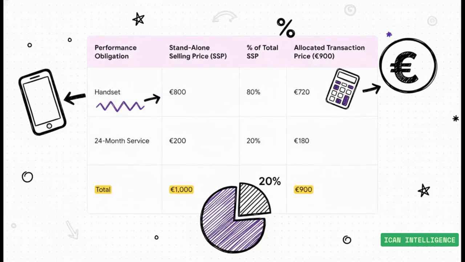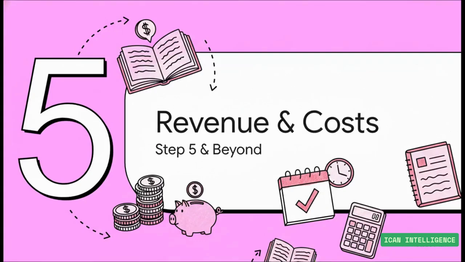And now for step 4, where we take that total price and allocate it. How? We use the relative standalone selling prices. Let's make this real with the mobile phone example. On their own, the handset would sell for €800 and the service for €200. That's a total value of €1,000, but the customer is only paying €900. So we allocate that €900 based on the value split. The handset is 80% of the standalone value, so it gets 80% of the revenue, which is €720. Simple as that.